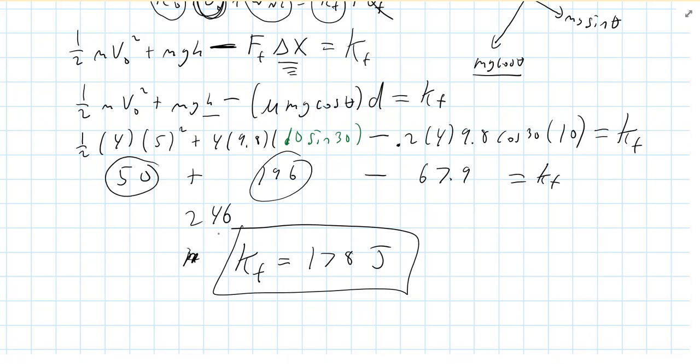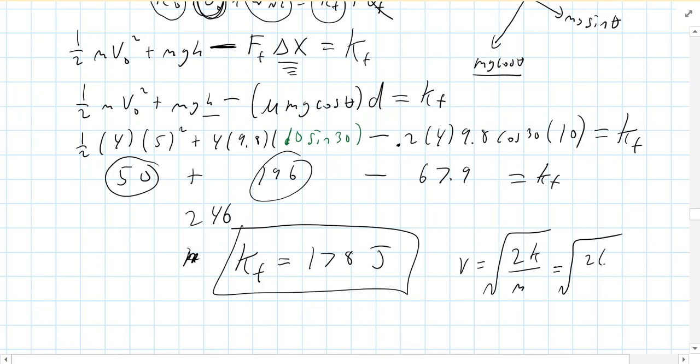And the final thing we ask for is what's the final velocity? Well, that's really simple. Velocity is root 2 times the kinetic energy over the mass of the book. That's just taking K equals 1/2 mv squared and solving for v. And if you plug your numbers in, 2 times your 178 over the 4, I got 9.44 meters per second.